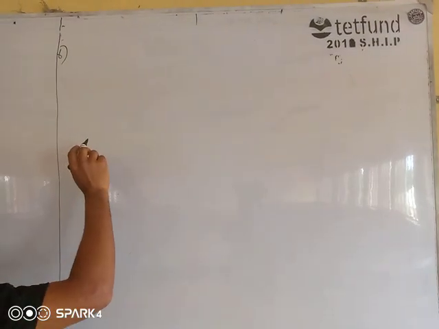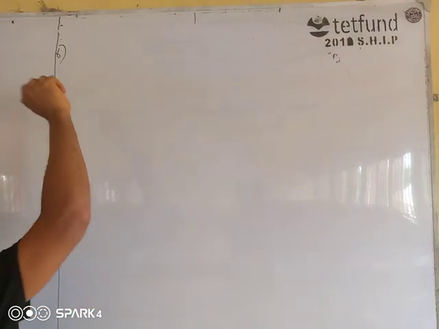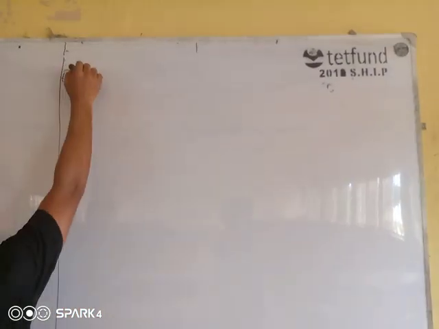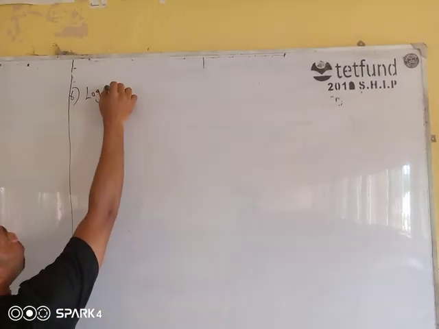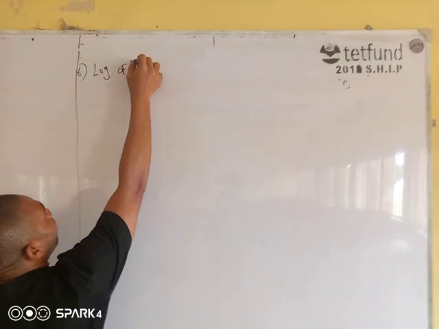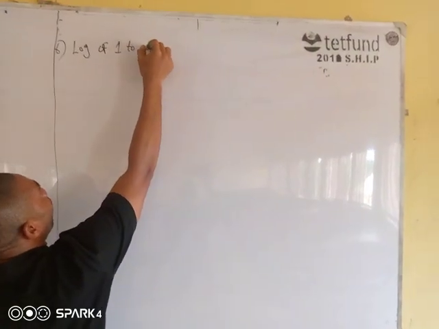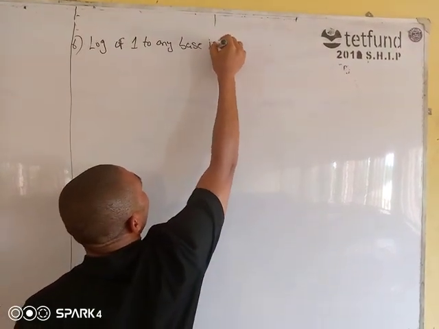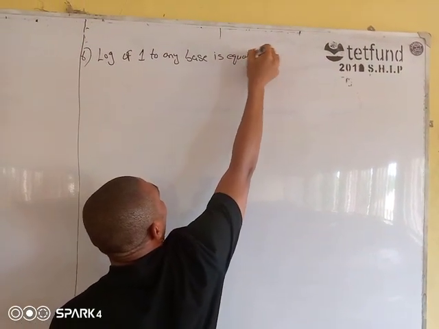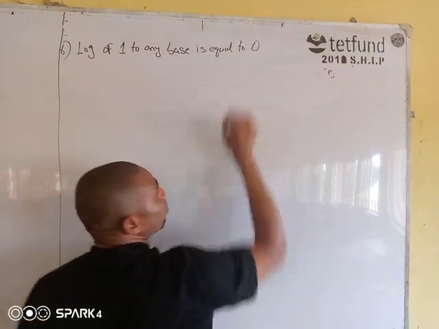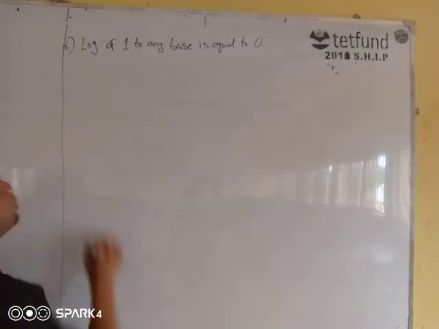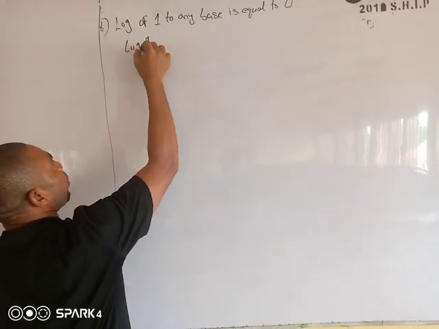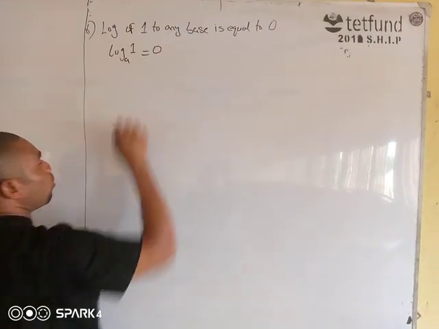Now, the next law is what I call the logarithm of 1 to any base. The logarithm of 1 to any base is equal to 0. Meaning, the log of 1 to any base is equal to 0.